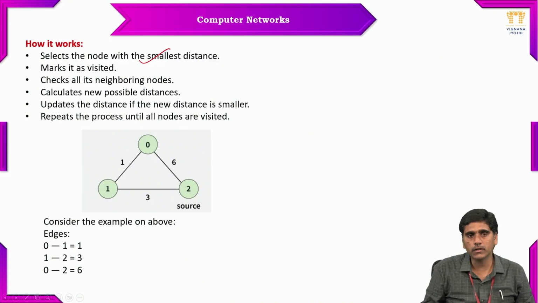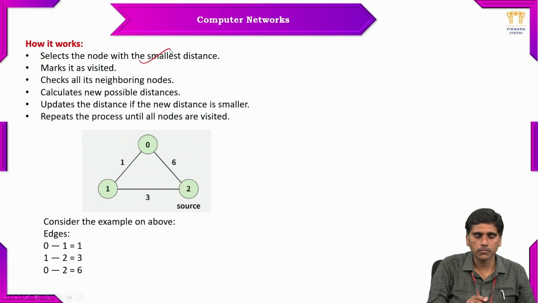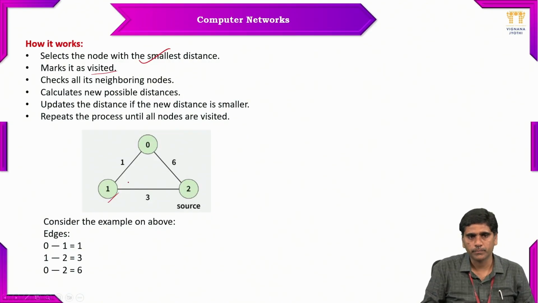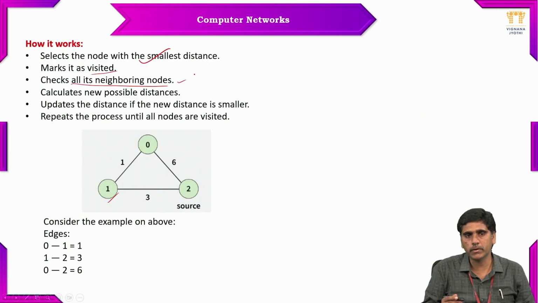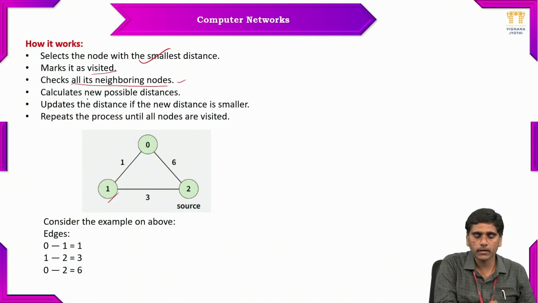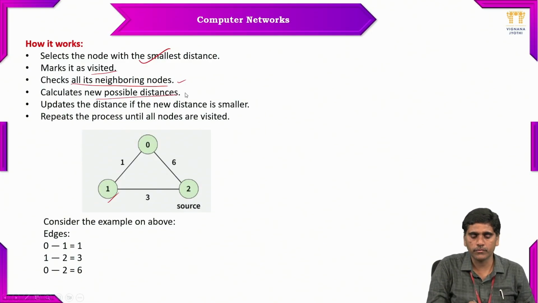And the second step is what? Mark it as visited. When you want to reach 2 to 0, you need to mark this one as visited and check all its neighboring nodes. Calculate the new possible distances. This diagram has three vertices, but with 5 or 6 vertices, you may check the number of neighboring nodes as well as the number of possible distances.